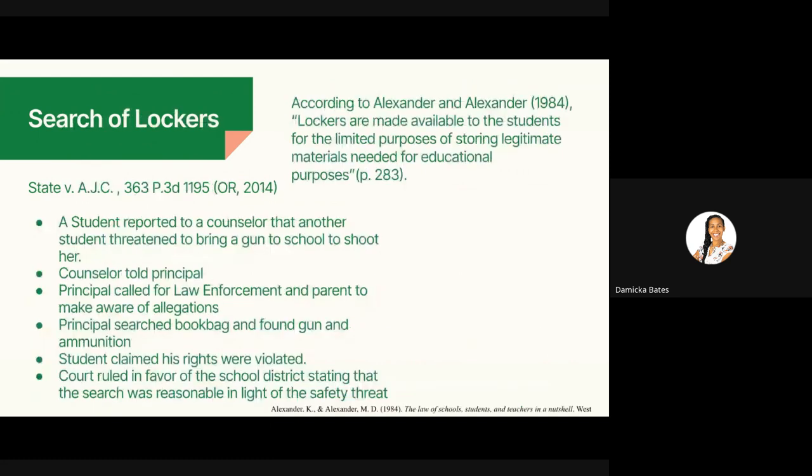And in the search of lockers, the State versus AGC, there was a student that reported to a counselor that another student threatened to bring a gun. The counselor told the principal. The principal searched the book bag and did find a gun. But the student claimed that the rights were violated, and this court ruled in favor of the school district.